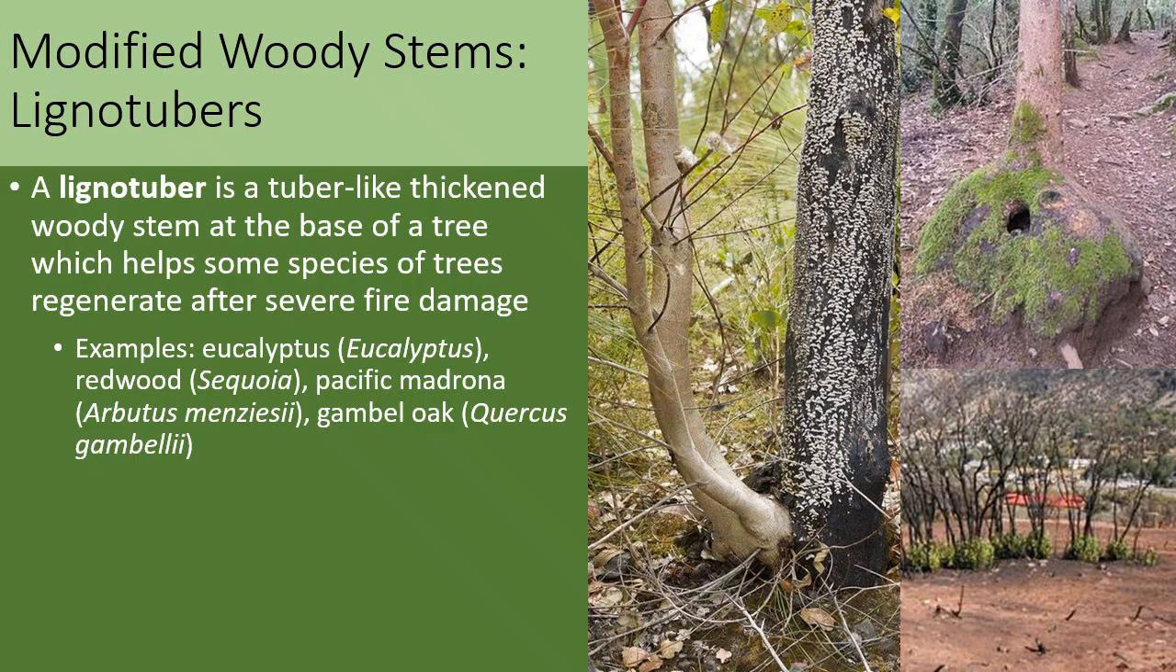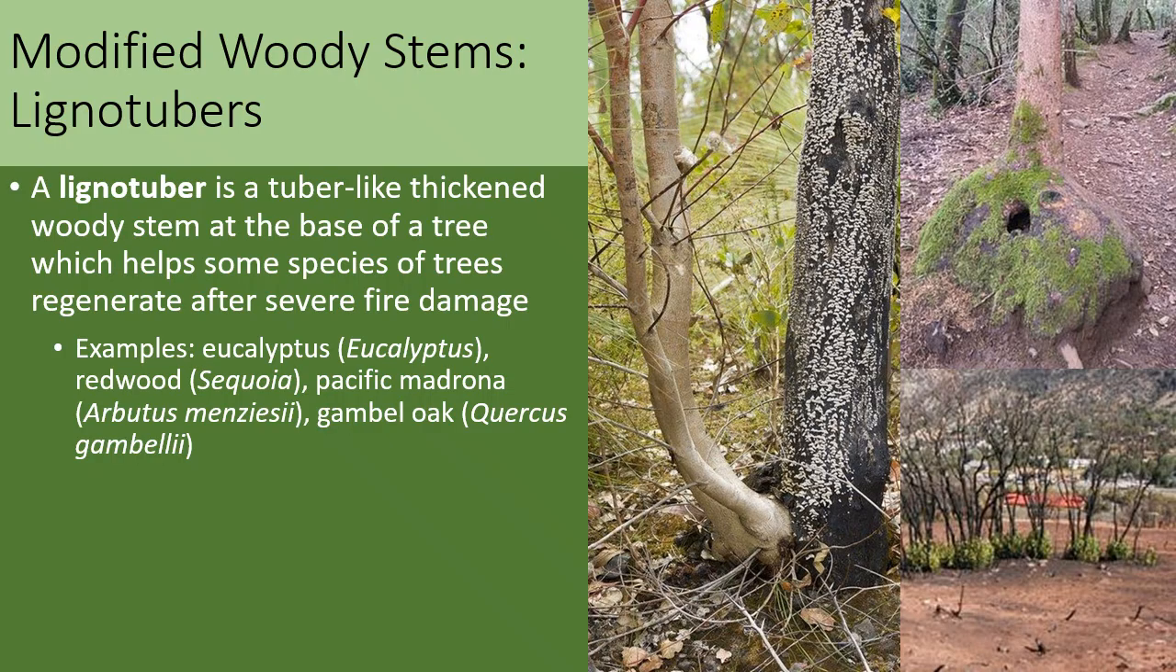And then the last type of modified woody stem we'll talk about are lignotubers. So a lignotuber is basically this tuber-like thickened woody stem at the base of a tree. They're most common in species which are regularly subjected to fire. So they help these species regenerate after a severe fire event.